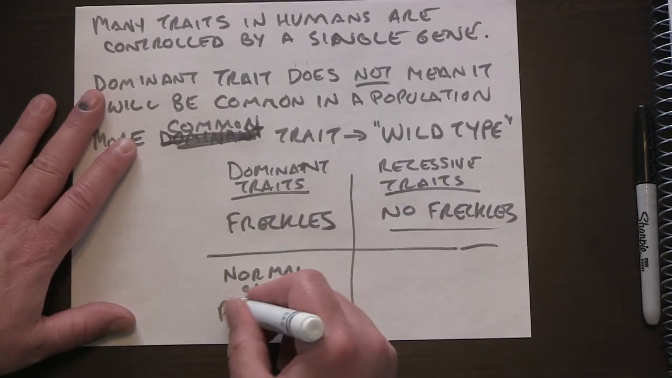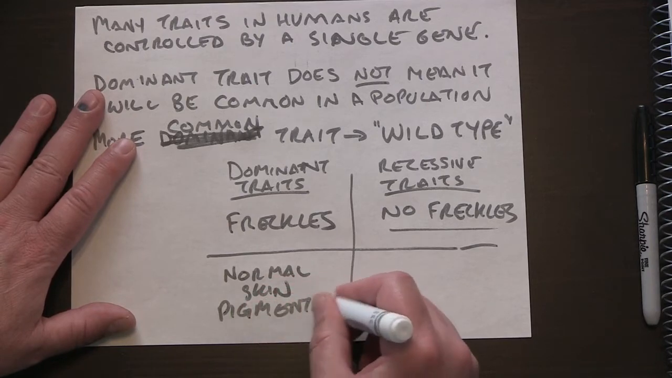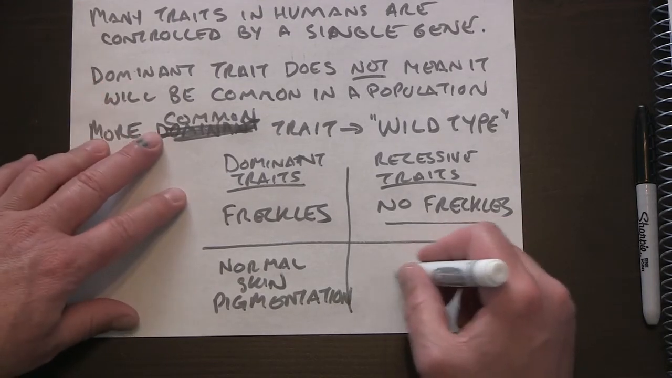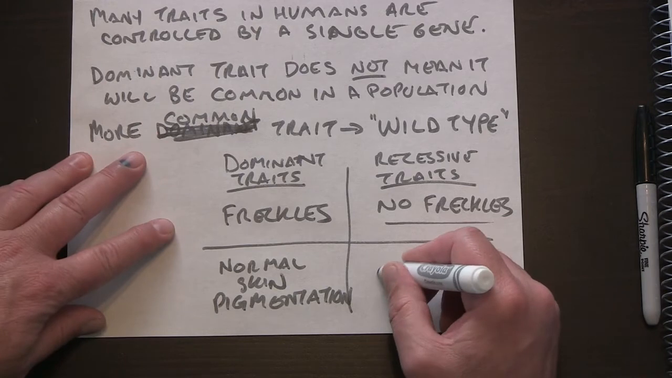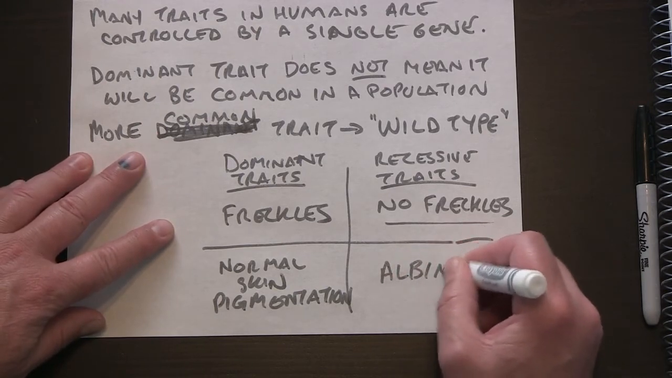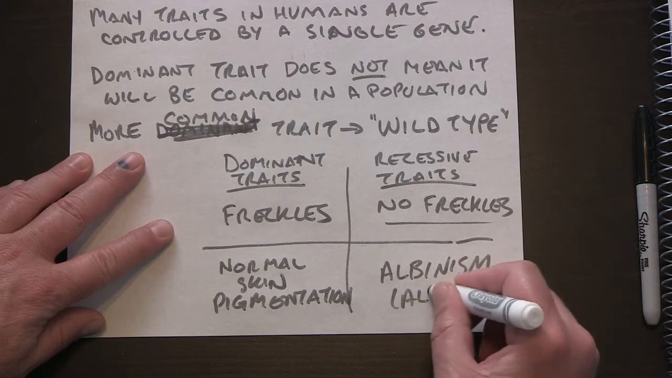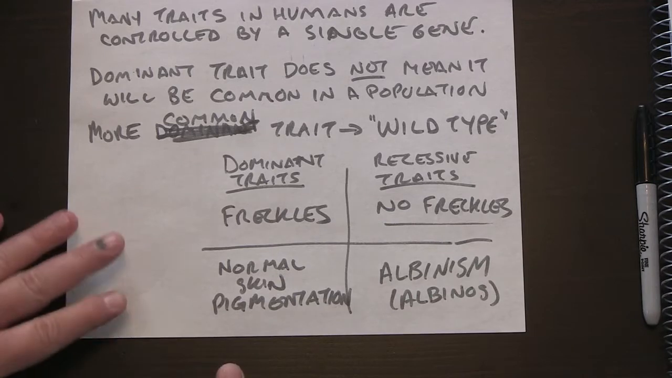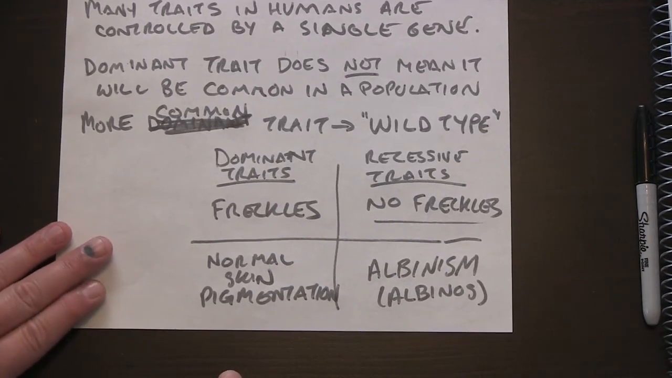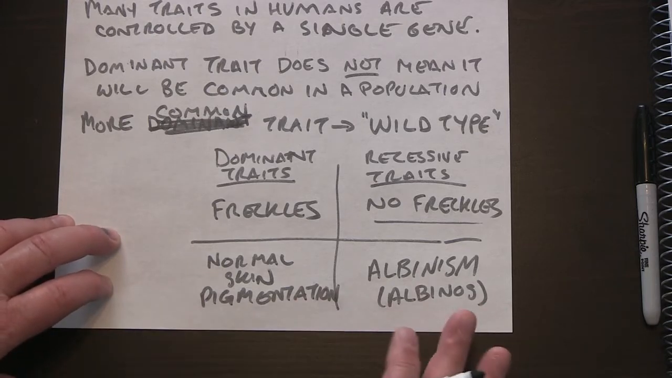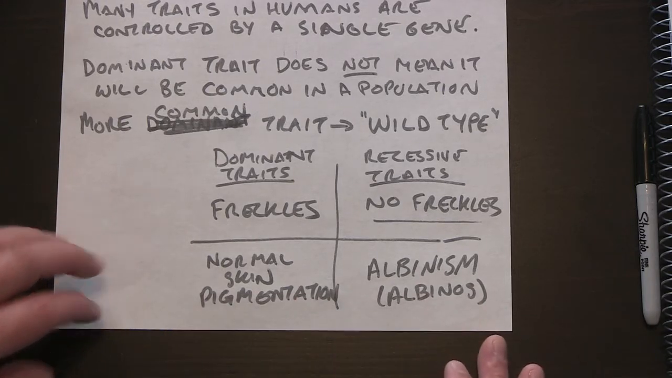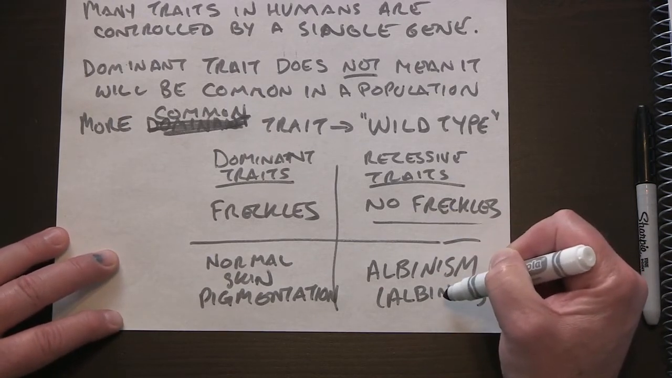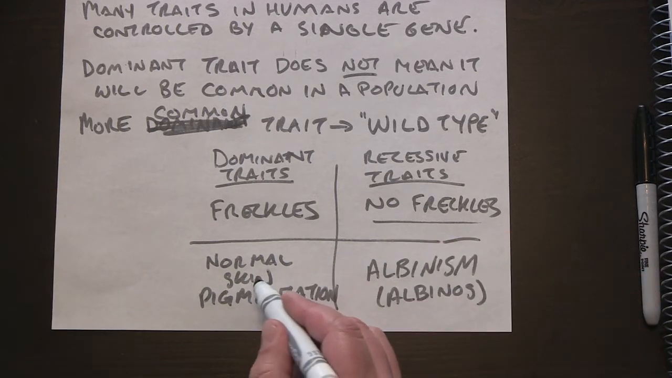A dominant trait is normal skin pigmentation. And there's a recessive gene that causes albinism. So these are albinos, people who have, I don't know if it's no pigment in their skin or very, very little, but you may have seen their skin is like pale white. They've got white hair. Their eyebrows are totally white blonde. So this is a recessive trait that's less common in a population, because normal pigmentation is way more common.